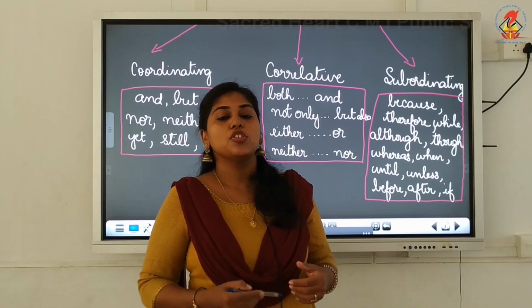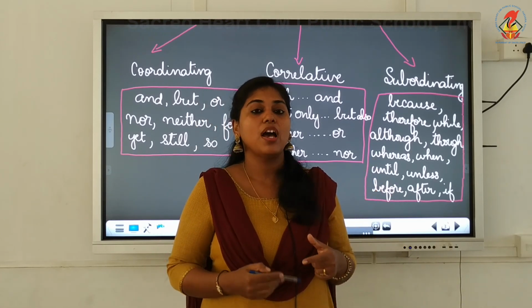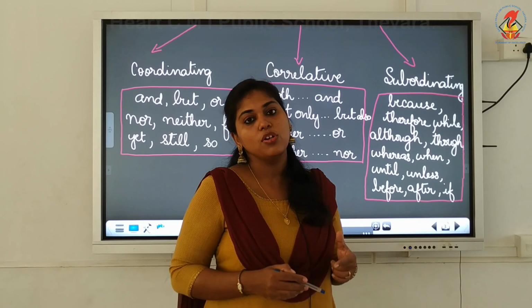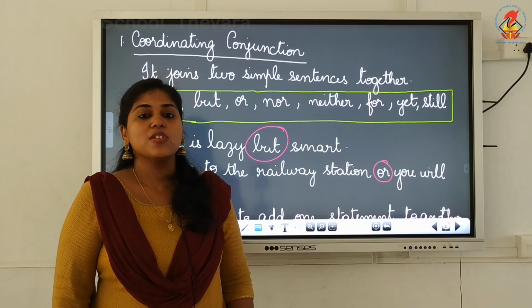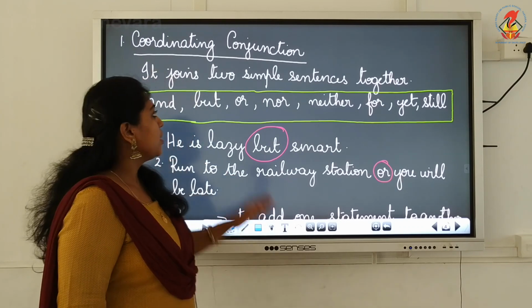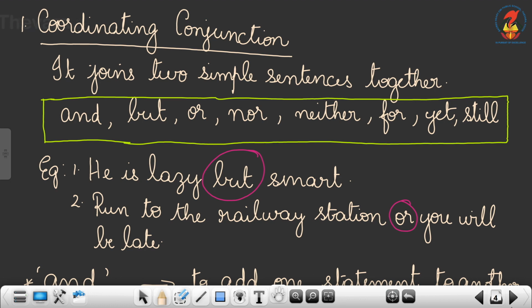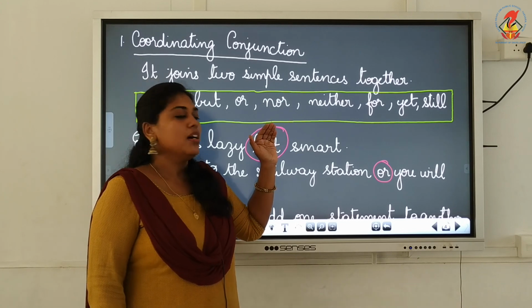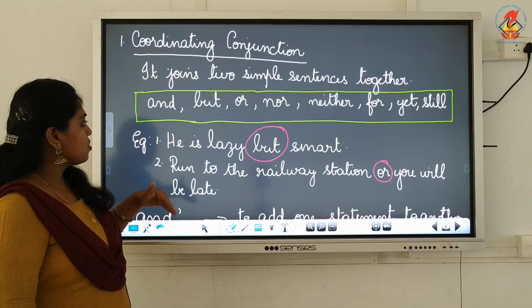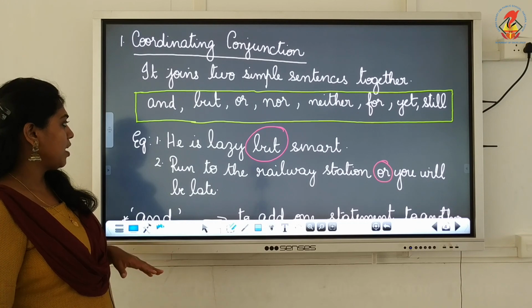Now when you use a particular conjunction, you have to know in which context you have to use it. So let's have a look at that. The first one, coordinating conjunction. We use this conjunction in order to combine two simple sentences together. As I said, these are the coordinating conjunctions: and, but, or, nor, neither, for, yet, still. These are the conjunctions that we use most commonly, isn't it? So when do we use and, when do we use but? That we have to learn.